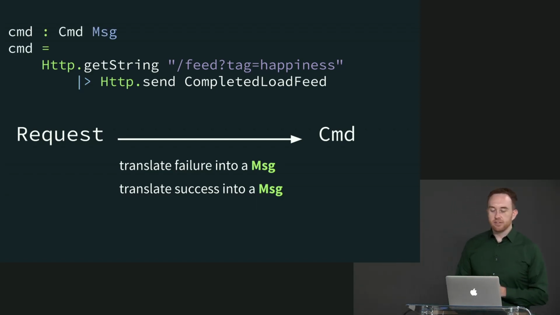So http.send returns a command. At this point, we have a command. Update can return it, and everything else is going to work the same way that it has up to this point.